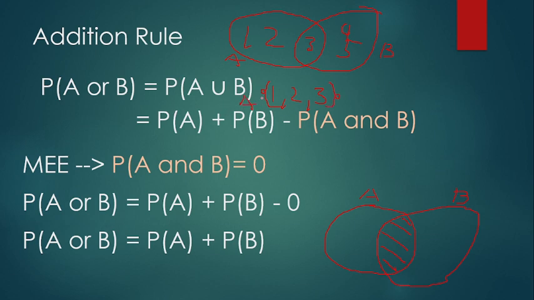What are the elements of set B? The elements of set B are 3, 4, and 5. Correct? But what is the intersection of set A and B? The intersection of it is 3. We only have 3. If I ask what is the intersection of set A and B, it is only 3.